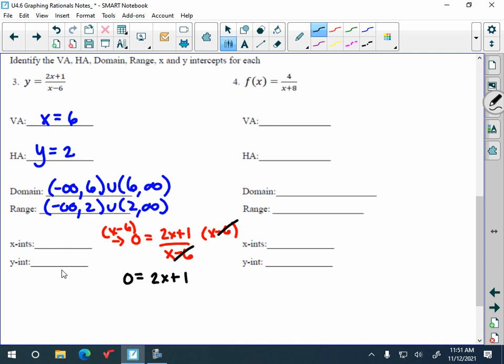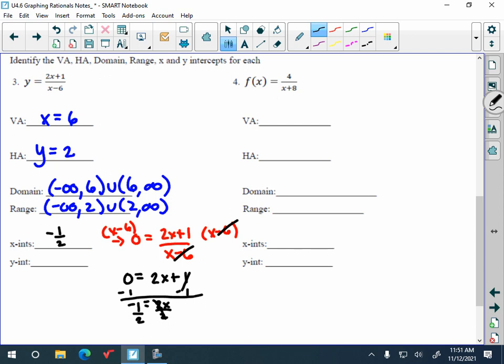So really what's happening is the top, whatever the top is, gets set equal to 0, and then solve for x. So what would this be if you solved this for x? Negative a half. Yeah, x equals negative a half. All right, so the x-intercept is negative a half.